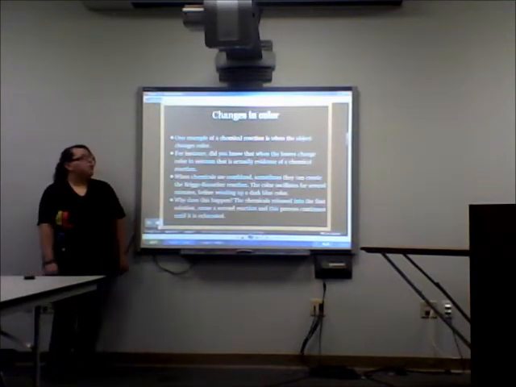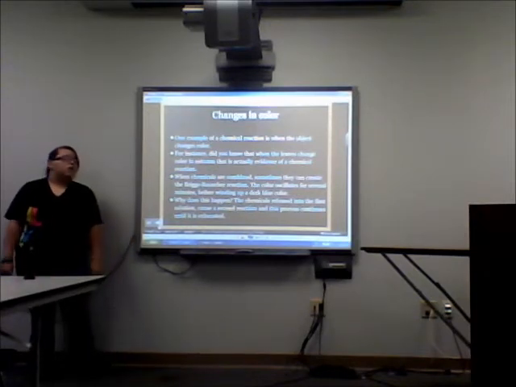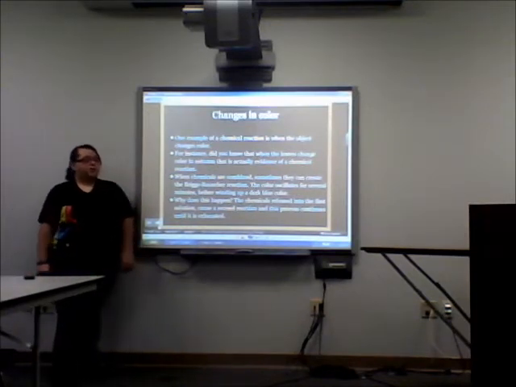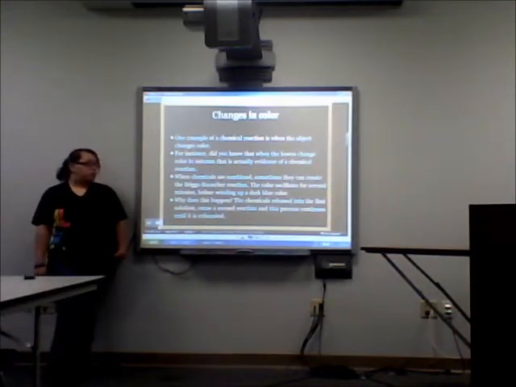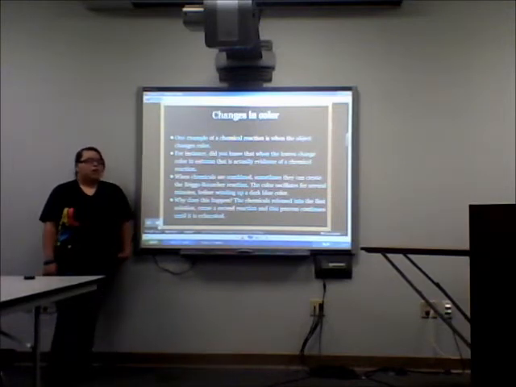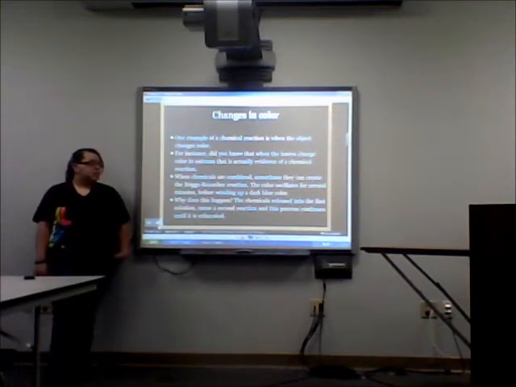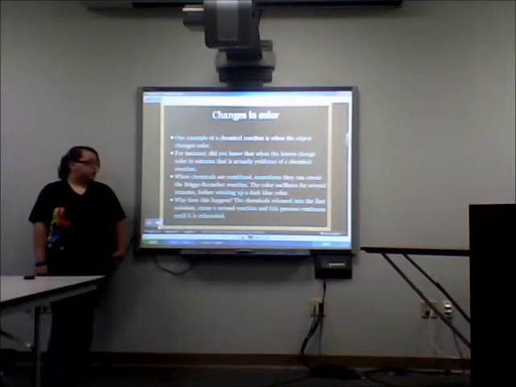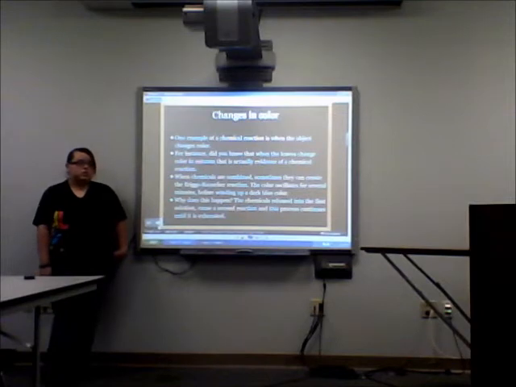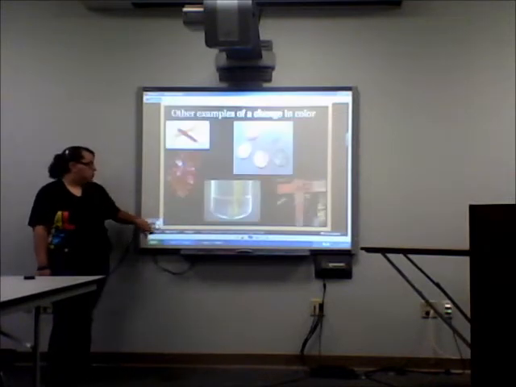One example of a chemical reaction is when an object changes color. For instance, did you know that when the leaves change in the autumn, that is an example of a chemical change? When chemicals are combined, sometimes they create the Briggs-Rauscher reaction. The color oscillates for several minutes before winding up a dark blue color and smelling of iodine. Why does this happen? The chemicals released into the first substance or solution cause a second chain reaction, and this process continues until it is exhausted.